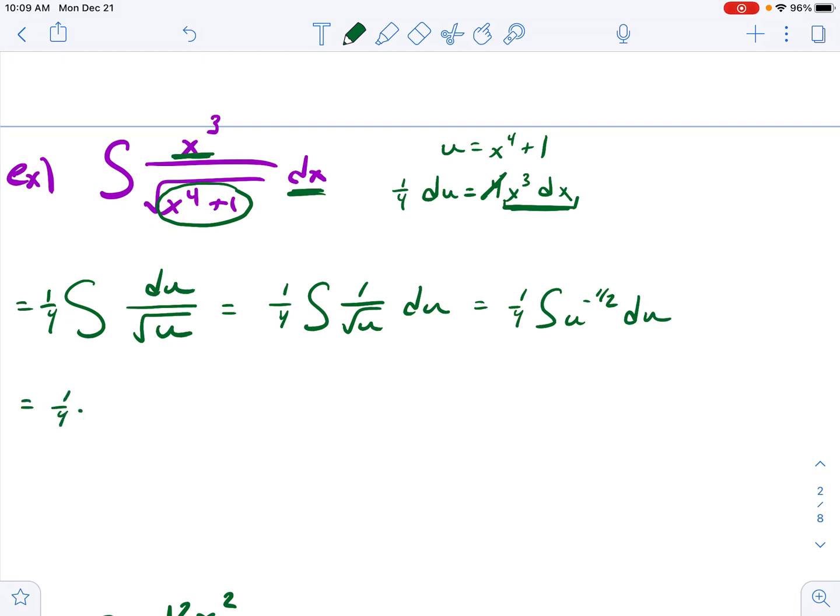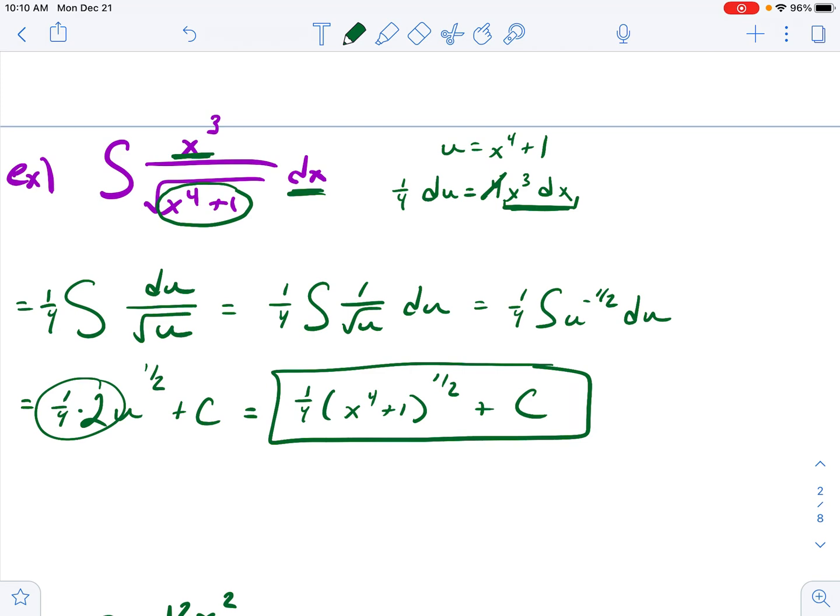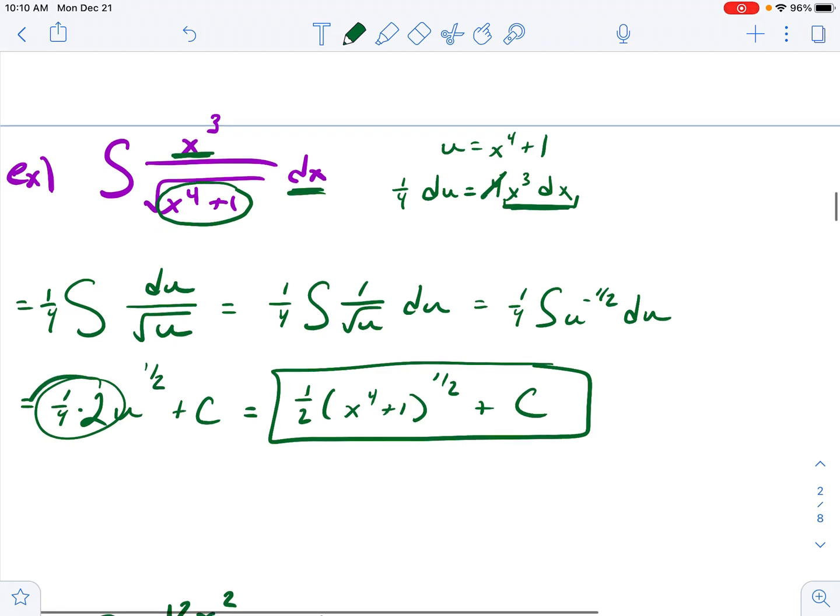Keep the coefficient. u to the negative 1/2 plus 1 gives us positive 1/2, divided by 1/2, or in other words, times 2. Out front, we have 2 over 4, which is 1/2, times u to the 1/2 plus c. All right, so I just cleaned it up. Oh, that should not be a quarter out front. That should be 1/2. I didn't clean that up very well. But yeah, 2 over 4, 1/2. Okay.